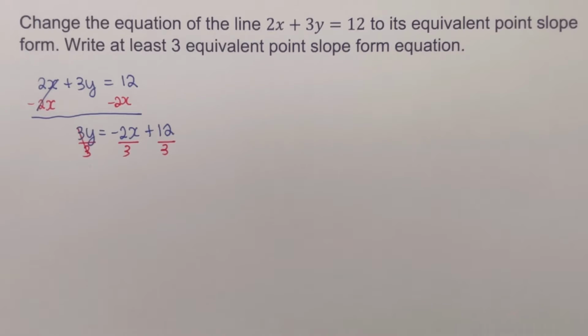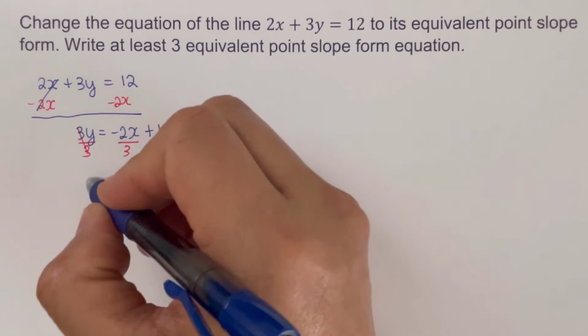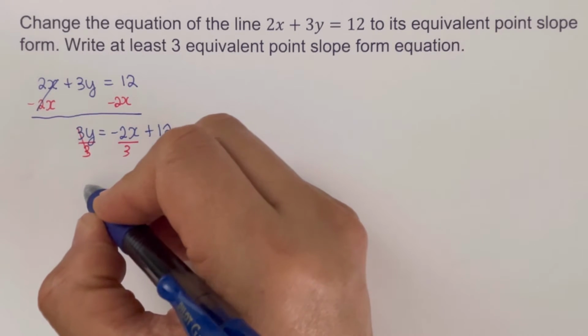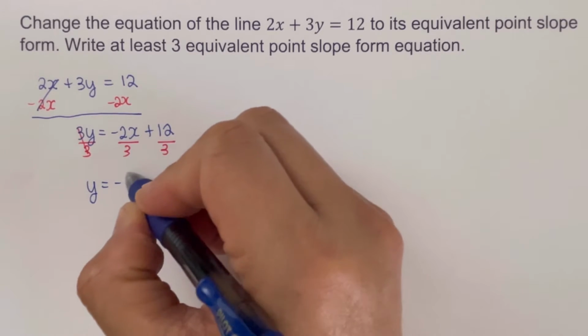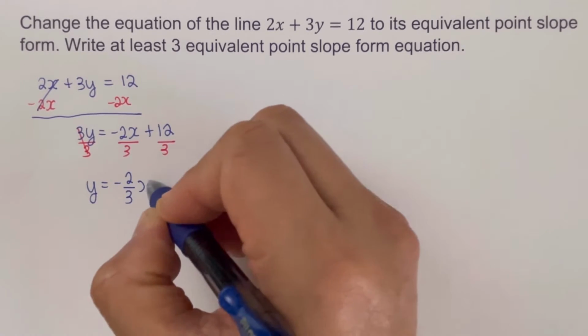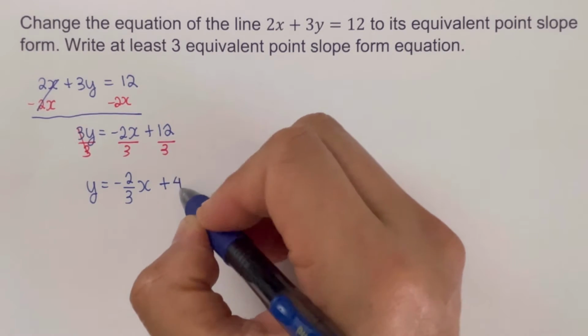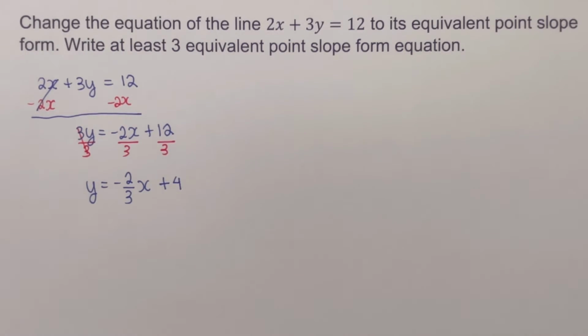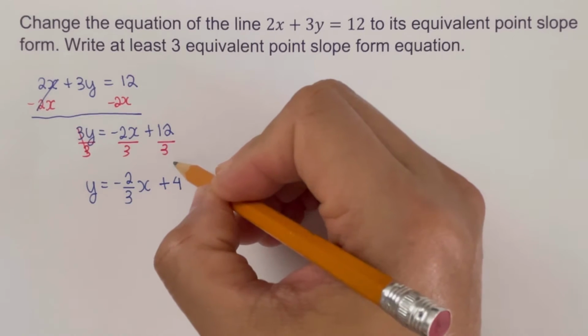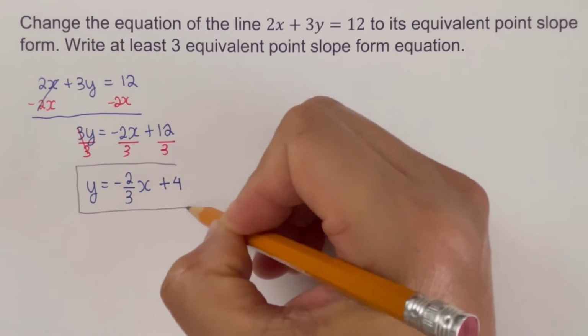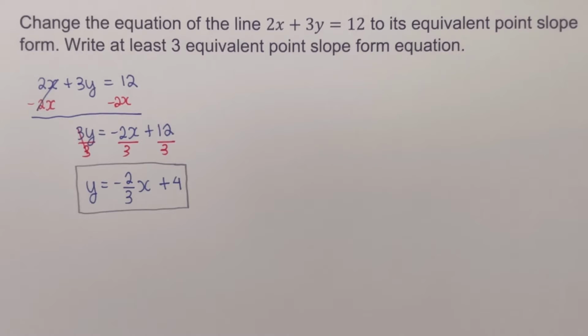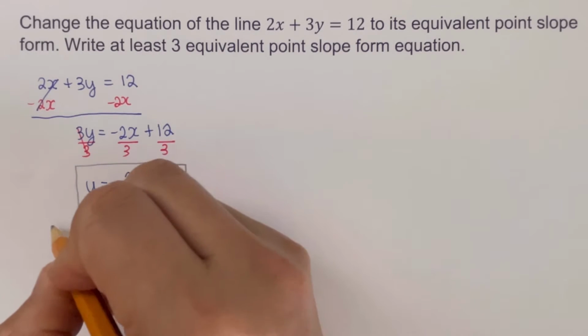So then our slope-intercept form of this standard form right there would be y equals negative 2 over 3x plus 12 divided by 3 is 4. So this is the equivalent slope-intercept form of this standard form that we have right there. So I'm going to go ahead and write that up here.